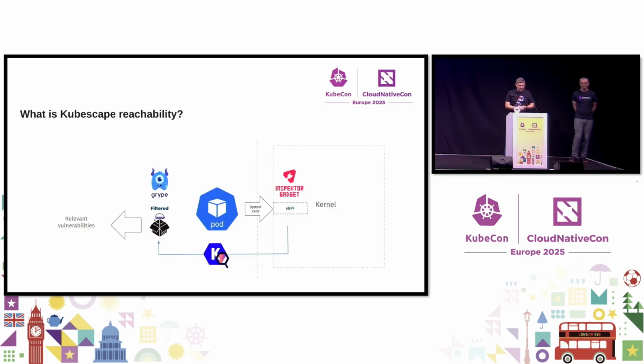So here comes the reachability feature, reachability analysis in Kubescape. We love other open source projects as well. When we went into the eBPF world, we decided to use Inspektor Gadget, which is another great CNCF project in Sandbox today. And the thing that we came up with is the following simple idea.